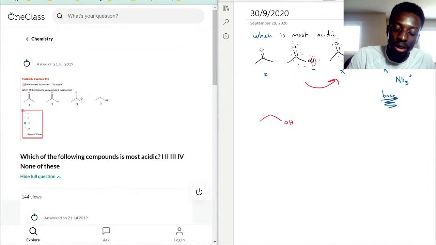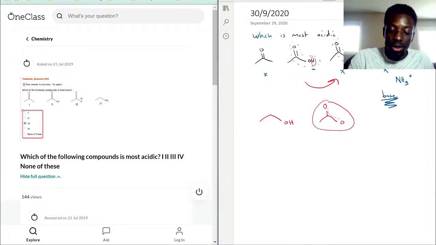When you give away that hydrogen while you have this oxygen, you end up with a structure like that, where these two oxygens are just sharing that double bond. And this resonance structure is what makes those types of molecules able to do what they can do. And that's why that's the most acidic.